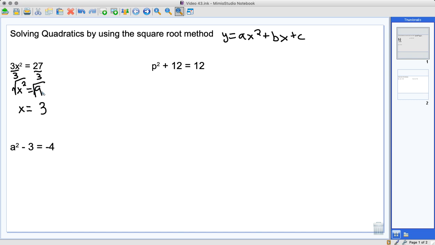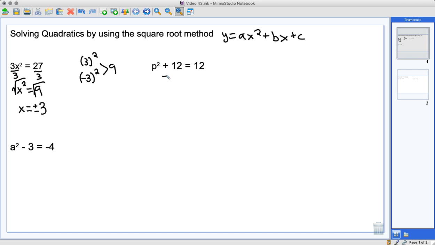When you type square root of 9 in your calculator, you get 3. The other thing you have to remember is whenever you square root, you get a plus and a minus. Because if I take 3 squared and negative 3 squared, both of those equal 9. So either one of those could be my answer.